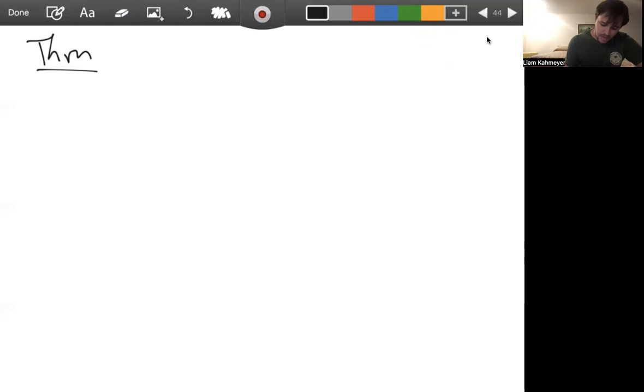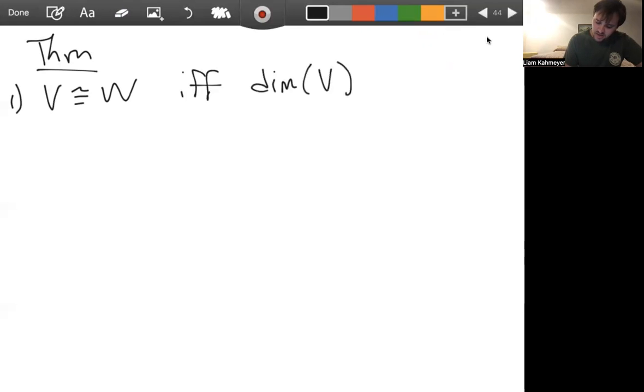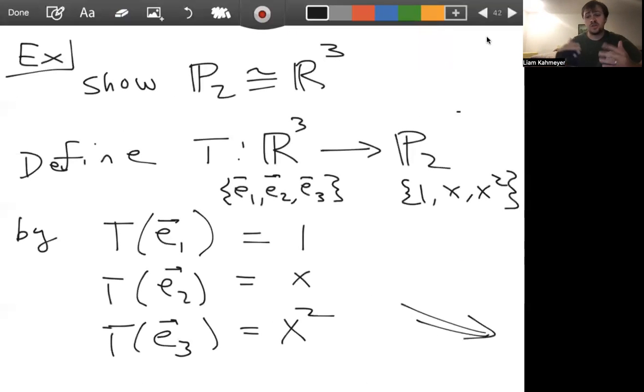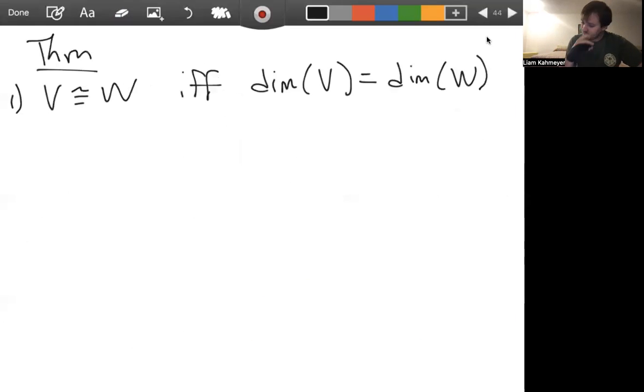So we have a couple statements. We have that V is isomorphic to W if and only if their dimensions are the same. Okay, and so here, the dimension of P2 is 3, the dimension of R3 is 3. They have the same dimension, that means they're isomorphic. What we did was find an explicit isomorphism between them. But we could have acknowledged that they are isomorphic without producing an explicit isomorphism had we had this theorem first that just said, look at the dimensions. Just count dimensions. If they're the same, you have an isomorphism.